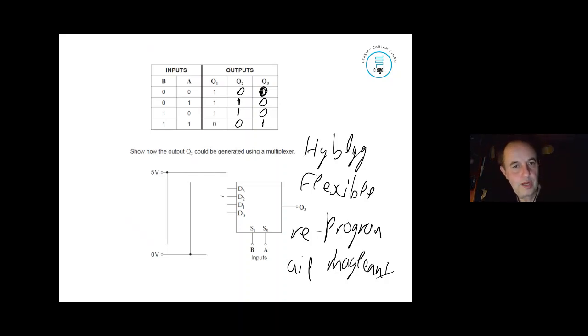In this case, the question asks us for the Q3 output, and how would you wire it up?